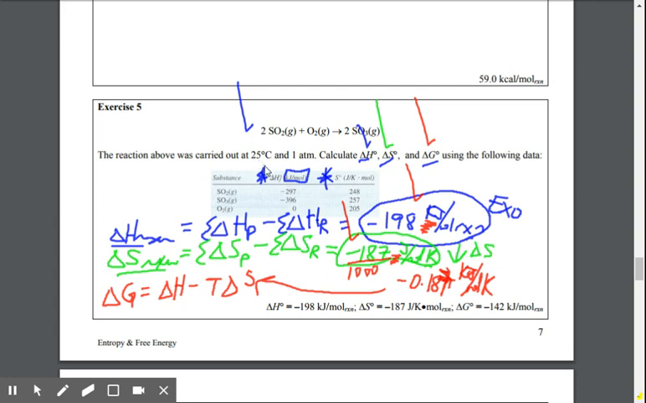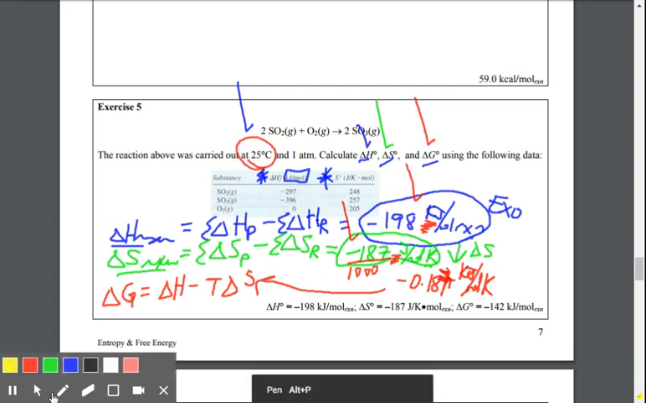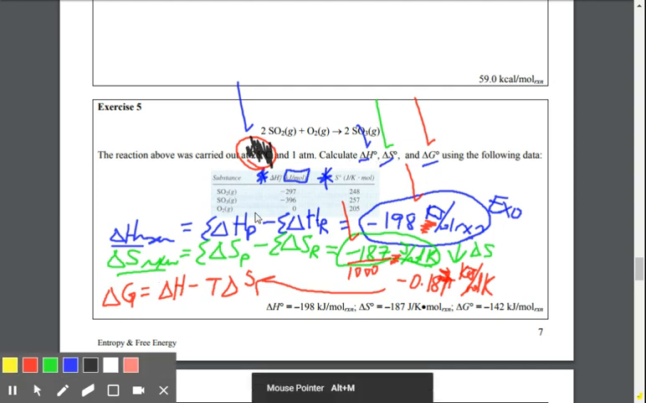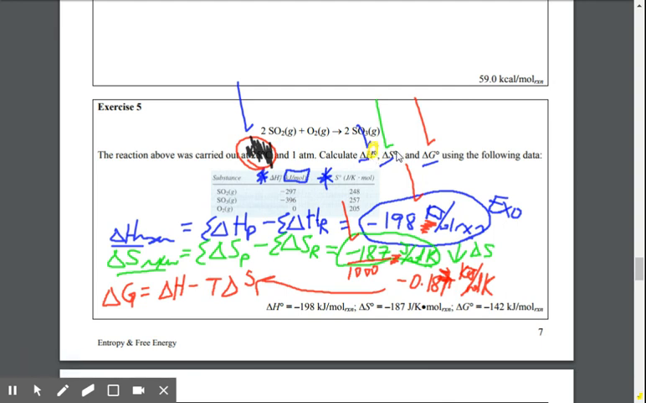Temperature, I'm given my temperature right there is 25 degrees Celsius, but I could potentially not be given that temperature right there and still know exactly what the temperature should be. What gives it away is this little knot symbol that you see there. You see the little knot symbol at delta H, the little knot symbol at delta S, and the little knot symbol of delta G. That little knot symbol means that we have 25 degrees Celsius there. And 25 degrees Celsius translated into Kelvin is 298 K.